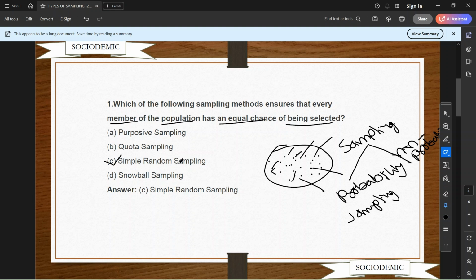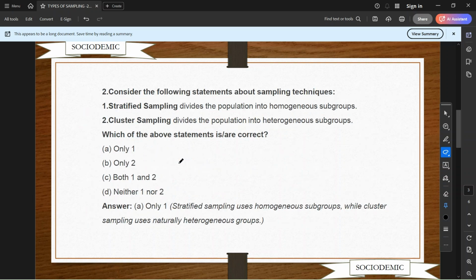Okay. Next, consider the following statements about sampling techniques. Stratified sampling divides the population into homogeneous subgroups. Clustered sampling divides the population into heterogeneous subgroups. Friends, what is homogeneous? What is heterogeneous? These are the keywords to derive the answer. Stratified sampling divides the population into homogeneous subgroups.